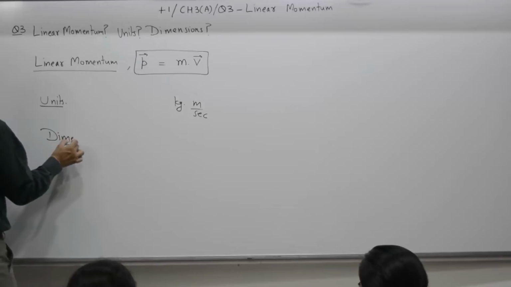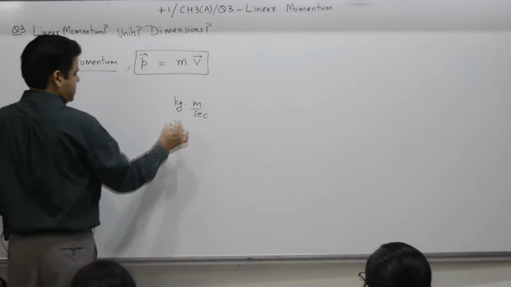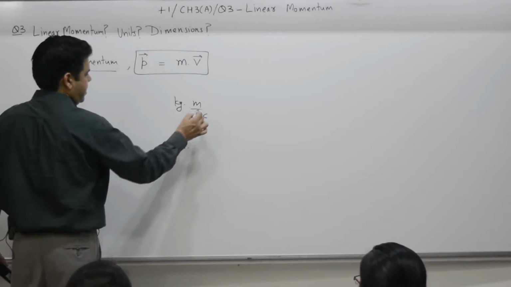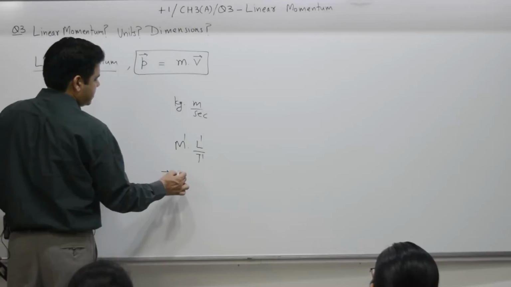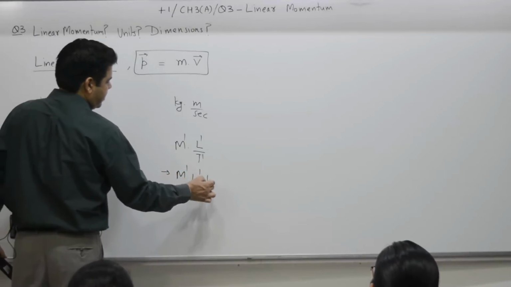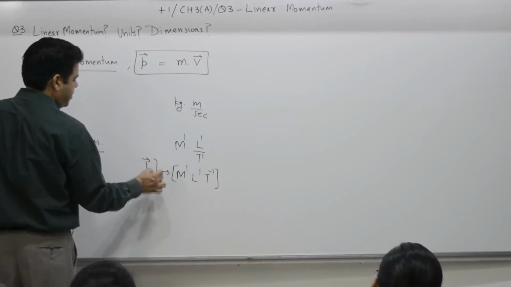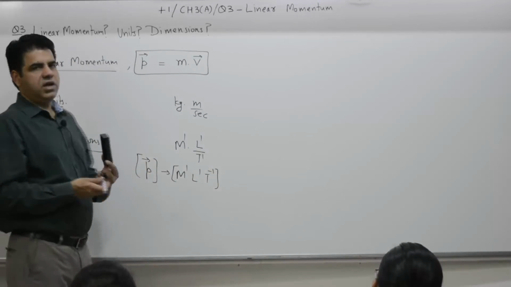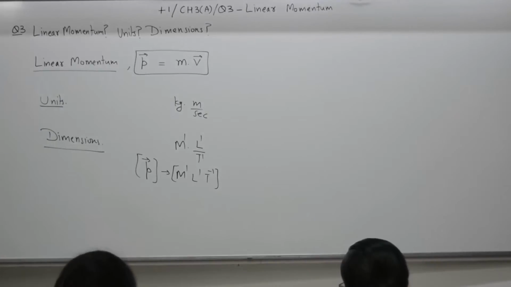Dimensions or dimensional formula. Mass is M^1, length L^1, divided by time. What you get is M^1 L^1 T^-1. The dimensional formula of momentum is M^1 L^1 T^-1. Time with you is 2 minutes.